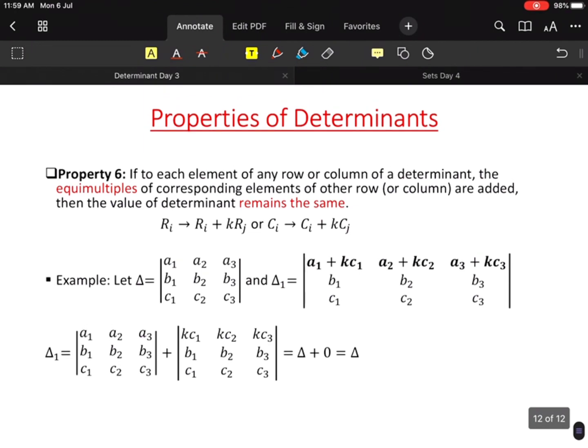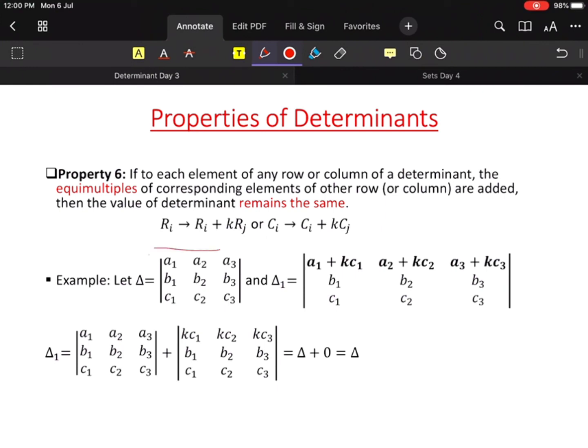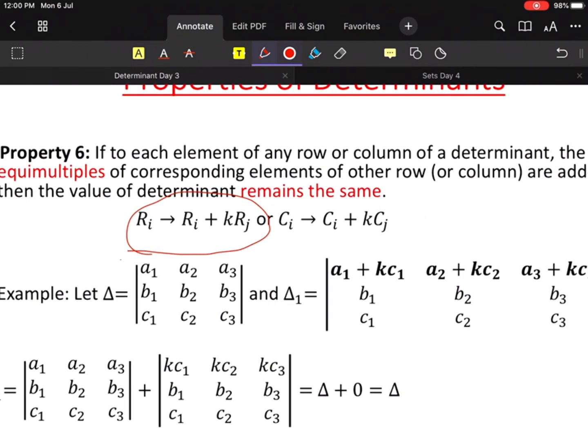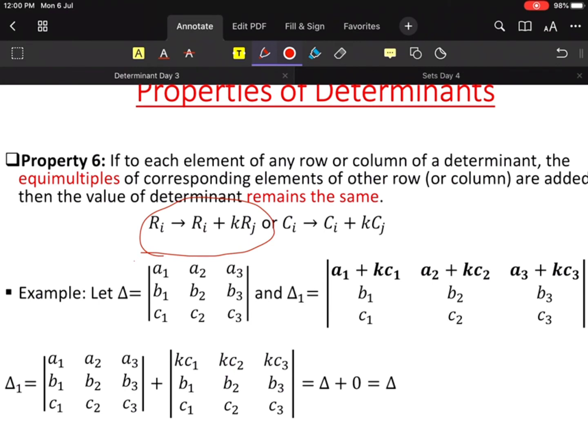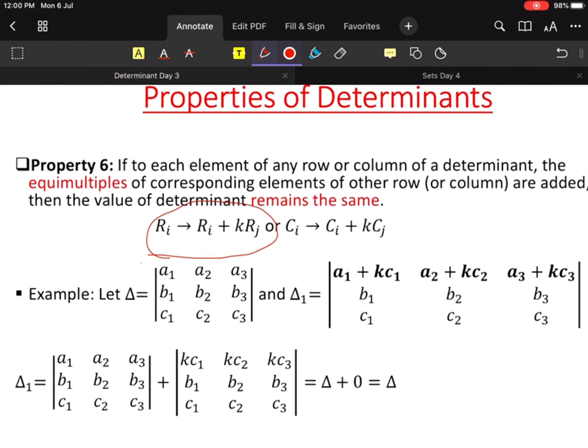Now let's move on to property number 6. This you should read very carefully. If to each element of any row or column of a determinant, the equimultiples of the corresponding elements of another row are added, then the value of the determinant remains the same. Listen, read it again. Just look at this equation. I'll just make it a little bit bigger.